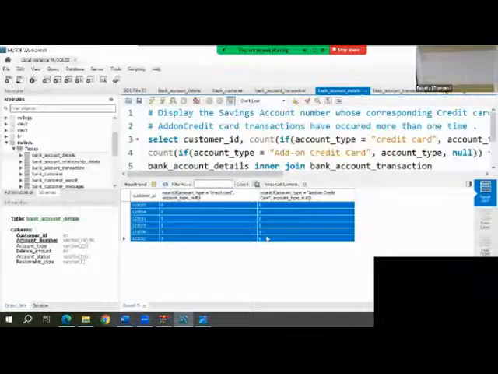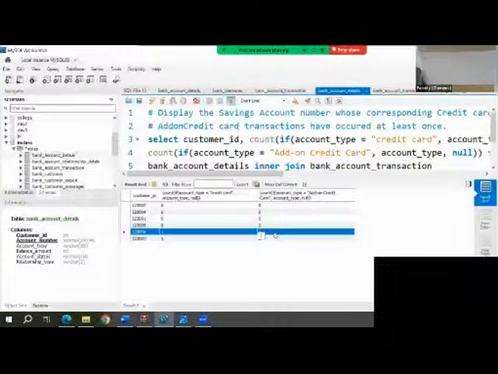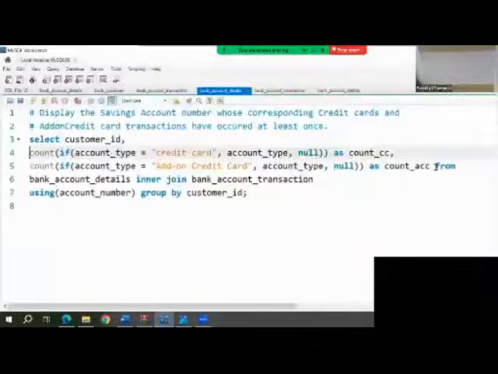But let's say I modify this question saying at least once. So let's see, what answer should we get? Who has done both credit card as well as add-on credit card transaction at least once. So how do I filter that information now? Now I have that information, right? So let's call this count of. So how do I further filter this?